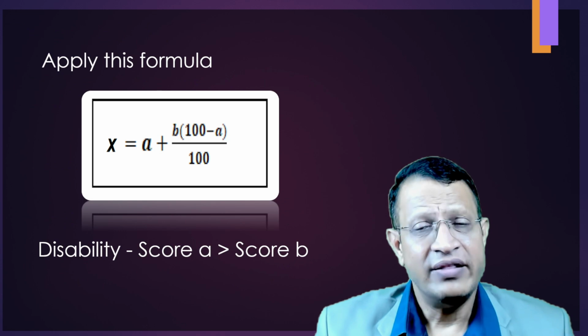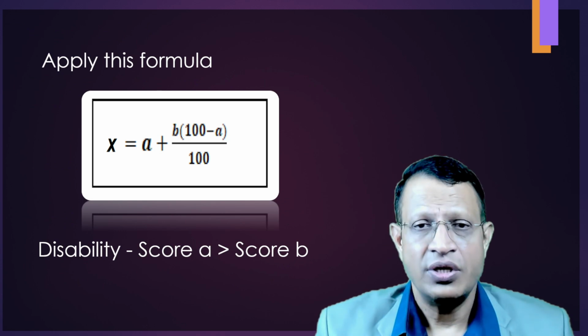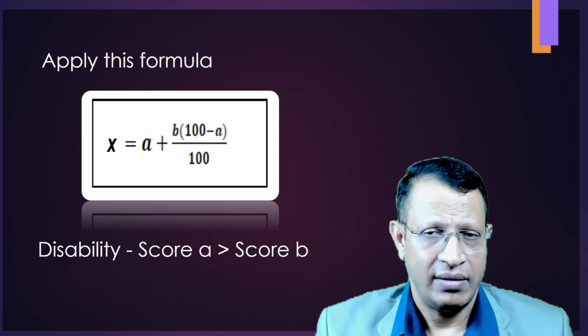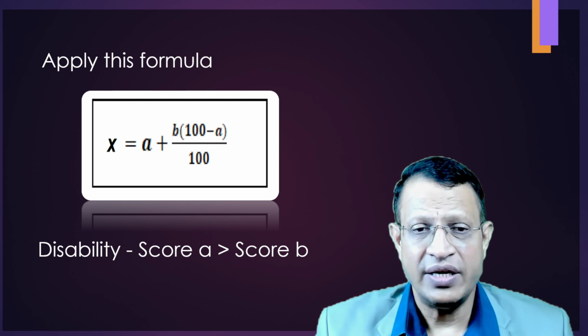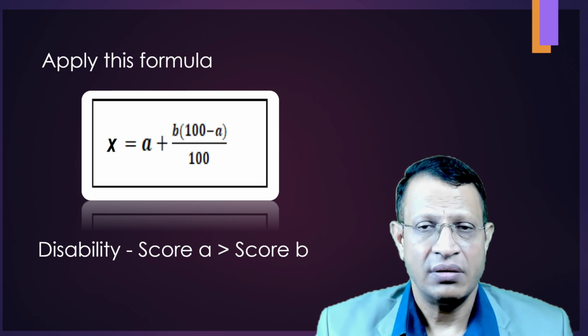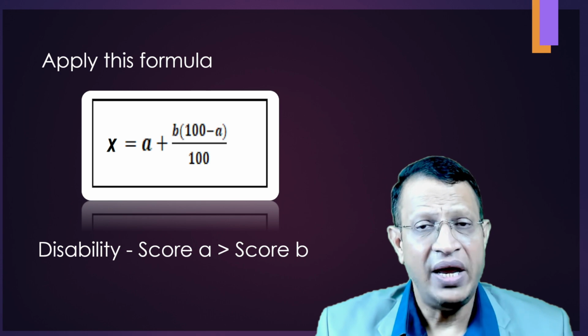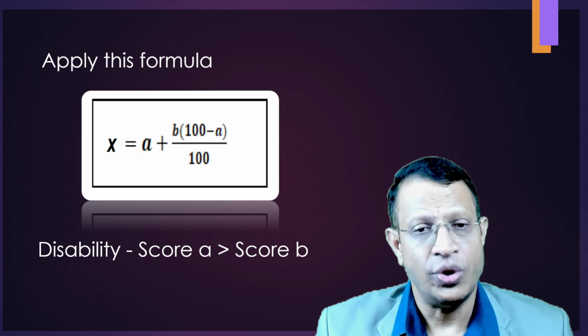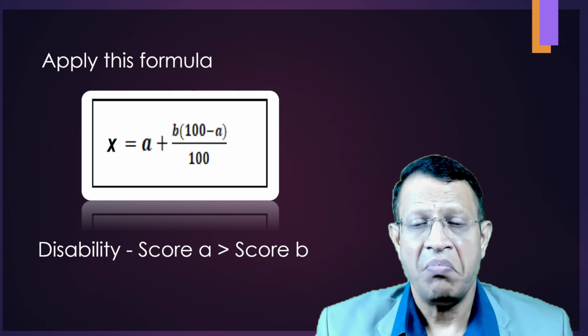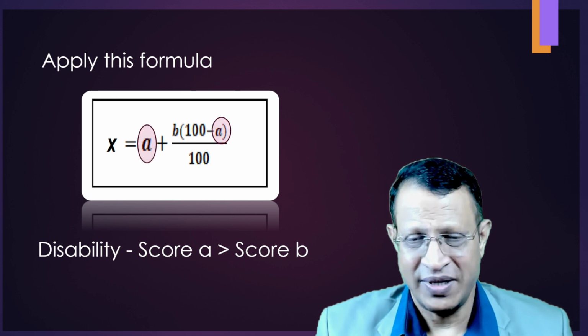Finally, this is the formula which is used to calculate multiple disability. X is the composite score, A is the highest disability score, B is the lowest. A plus B into 100 minus A divided by 100 is the formula which we are going to use for multiple disabilities assessment.